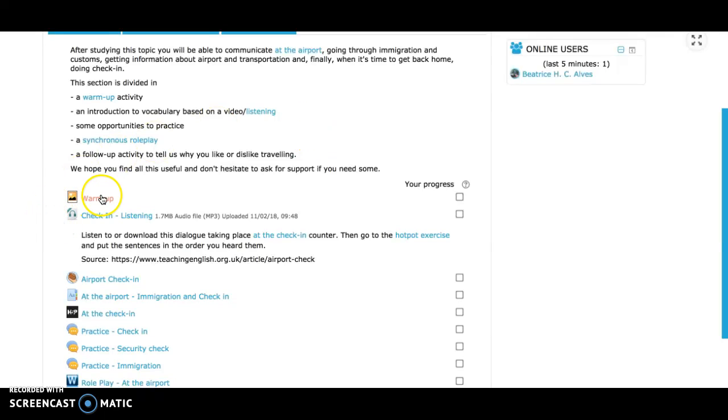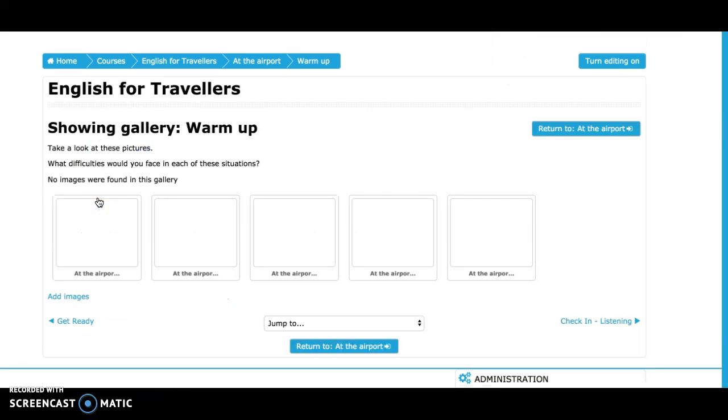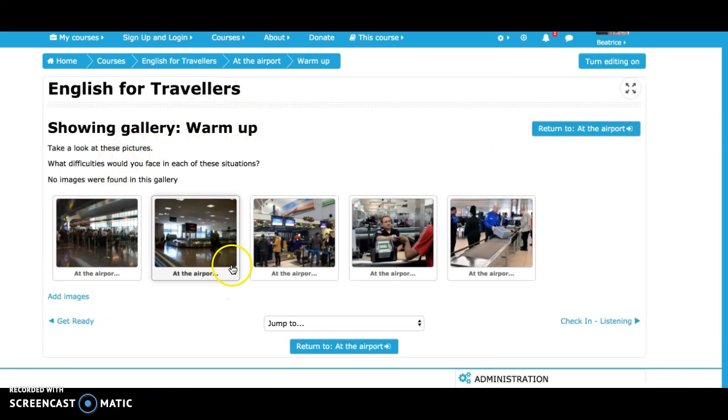For the warm-up, I decided to have a warm-up based on a picture. As you can see here, you have some pictures of different situations that we will work on during the unit, and I want to know what difficulties each of these situations would represent for the students so that they can get the motivation.